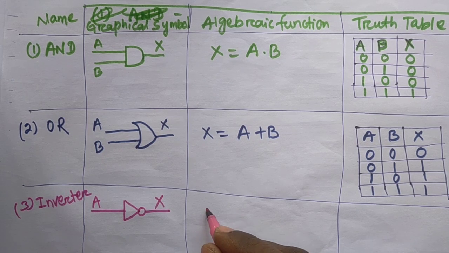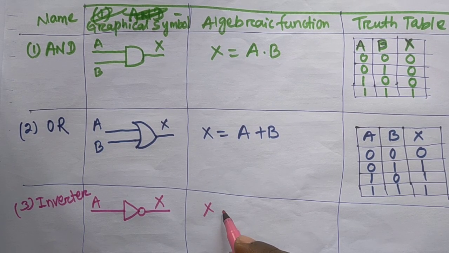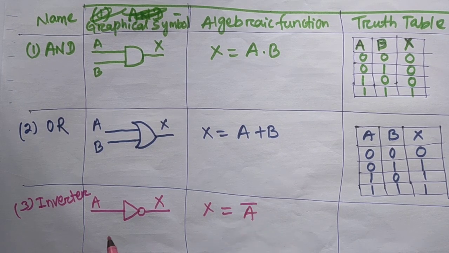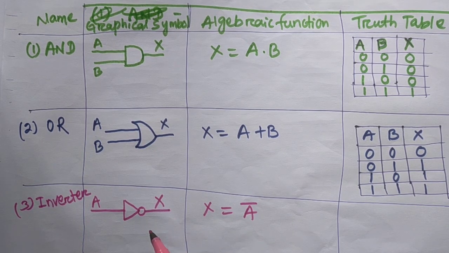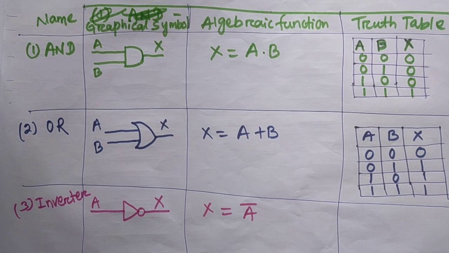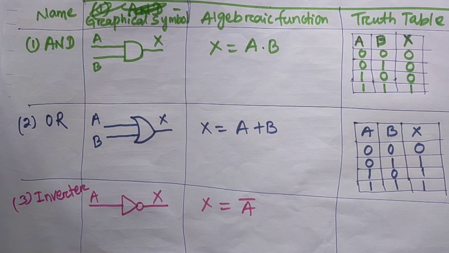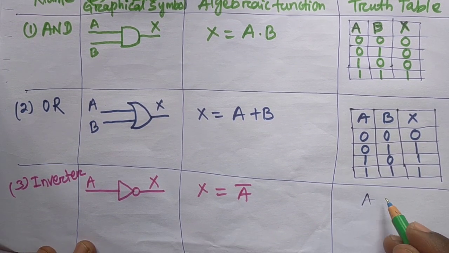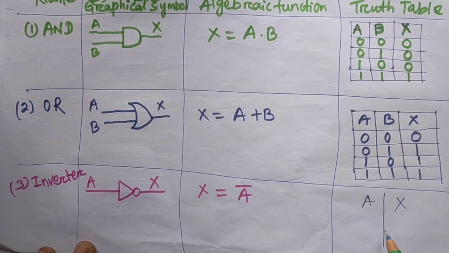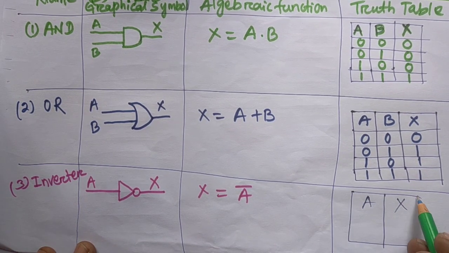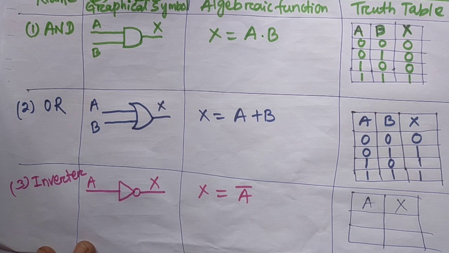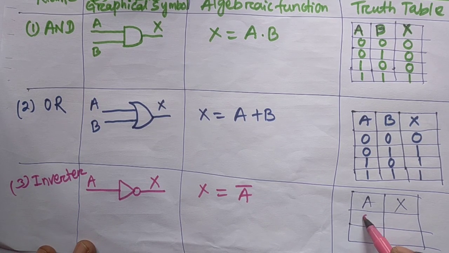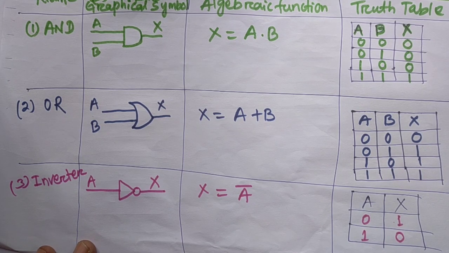Now in the algebraic function, we can write x is equal to a complement. If we provide a, x should be a complement. The truth table we can also define in a very simple way: one column a, another column x. Suppose a is 0, x will be 1. If it is 1, it will be 0. So in a very simple way we can define this inverter.